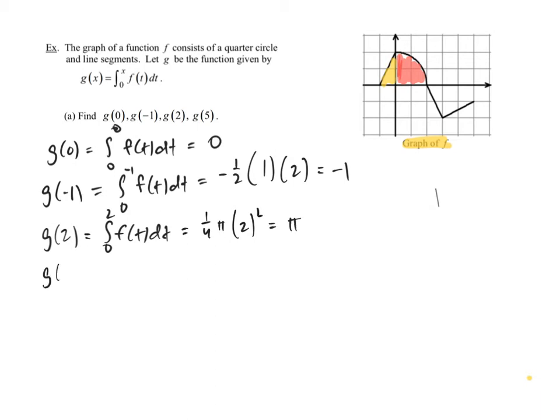And then finally, g of 5 is going to be the integral from 0 to 5 of f of t dt, and that's going to represent the area from 0 to 5. We already found the area from 0 to 2. That would be pi. Now we're going to find the area from 2 to 5, and that's going to be represented by this region right here. Because we are integrating in the correct direction, from left to right, and this region is below the axis, the value of this area is going to be negative.